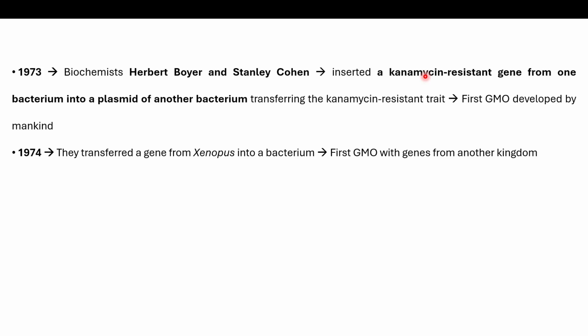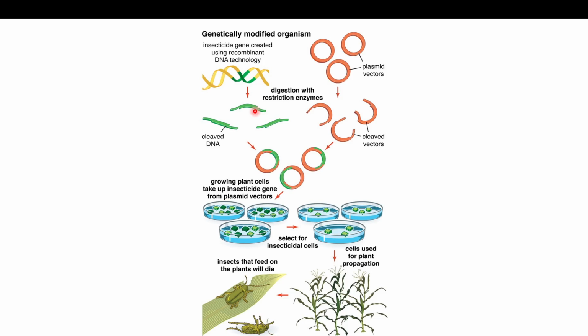Kanamycin is an antibiotic. From one bacterium, as we looked at in the previous slide, there were circular DNA molecules, plasmids. In the earlier part, we had this green colored segment which encodes for the insecticide, and it is inserted into the plant cells.